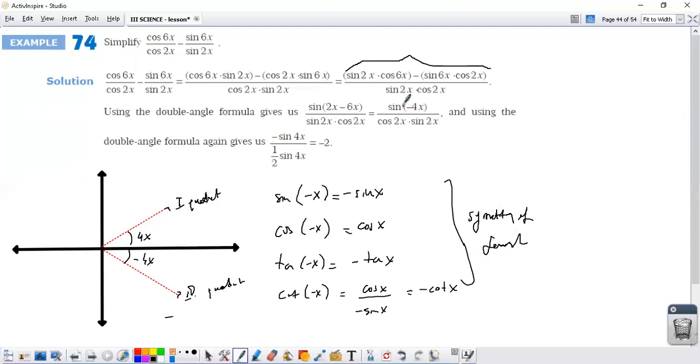And sine minus 4x is going to be minus sine 4x over, by taking the double angle formula, cosine 2x times sine 2x will be sine 2 times 2x over 2, which is sine 4x over 2. They cancel each other out, and minus 1 over 1 over 2 will be negative 2. Okay.